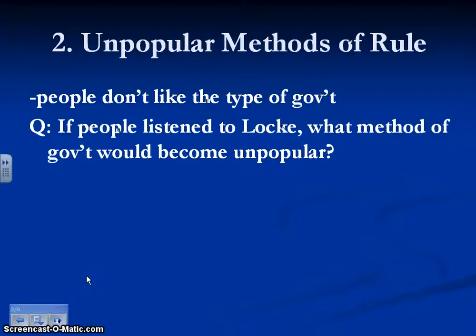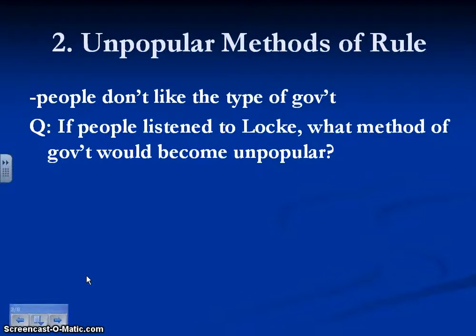Second one would be an unpopular method of rule. This is when people do not like the government that they currently have. So that's generally because the government isn't protecting those natural rights from the first one, from Enlightenment ideas. So the unpopular method of rule mostly that people didn't like was absolutism, because the absolute monarchs had complete or total control, and that meant that they could do whatever they wanted to whoever they wanted.